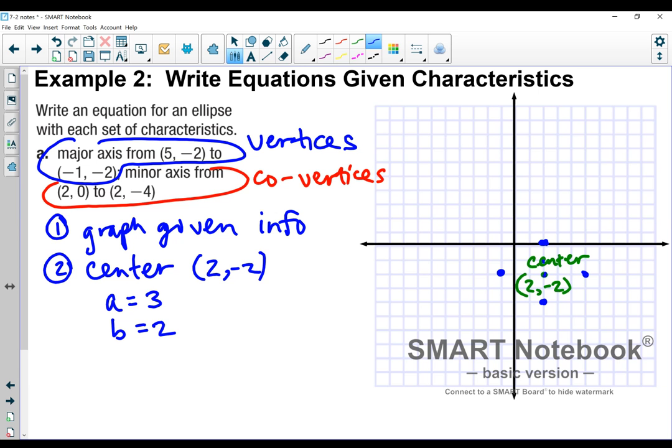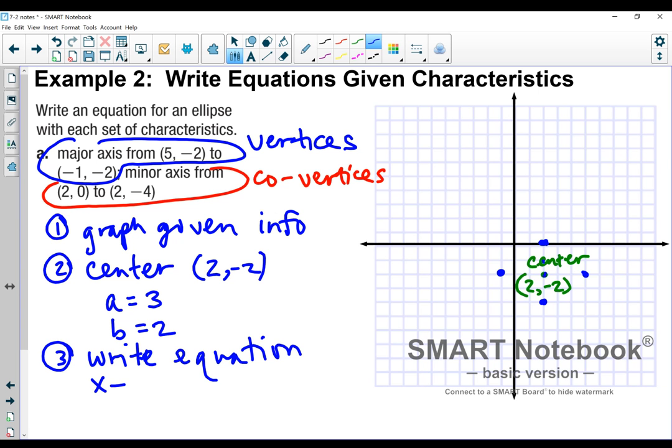And then I know that once I have those three things, I can go ahead and write an equation. So we always start ellipses with x. Kind of hinting at other shapes won't go like that.